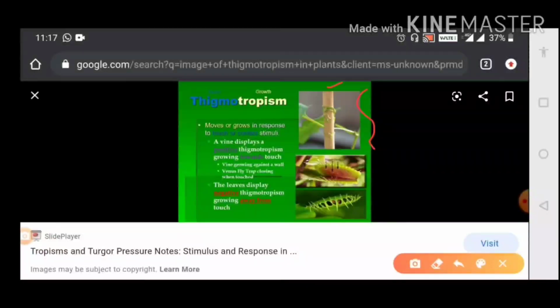So the tendrils which touch this support will grow and coil over the support. So this kind of movement is called what? Thigmotropism. Thigmo means touch and tropism means a directional growth. So this is positive thigmotropism, like the growth of the vine which is growing.